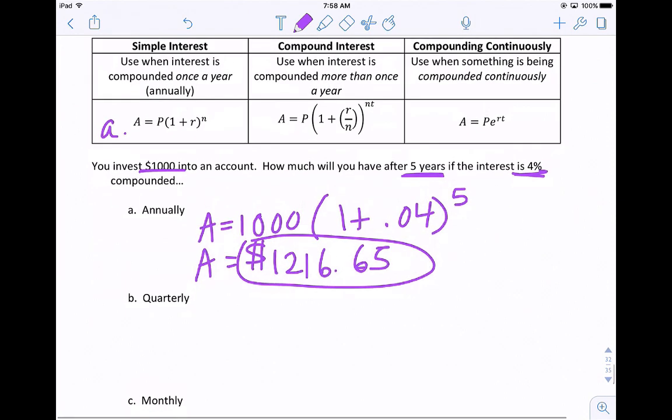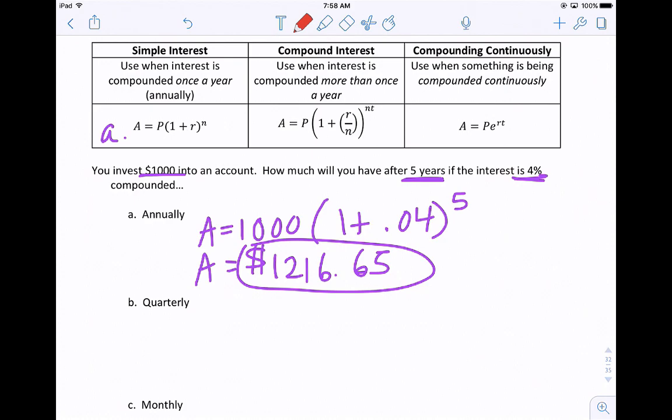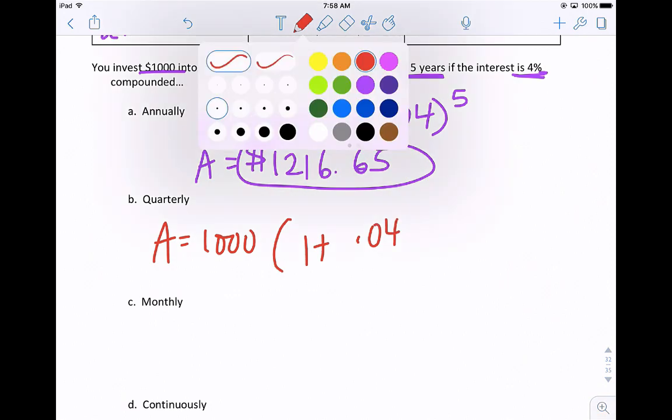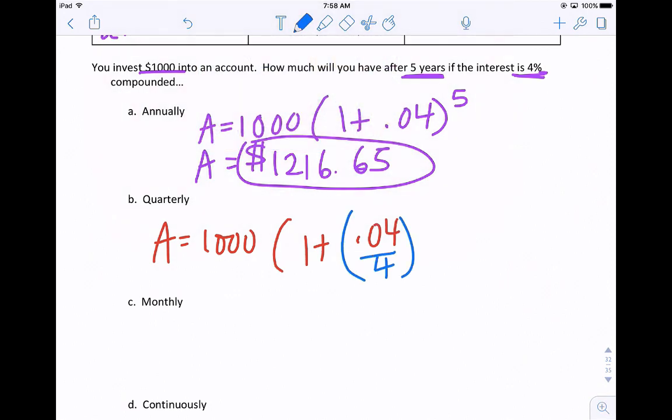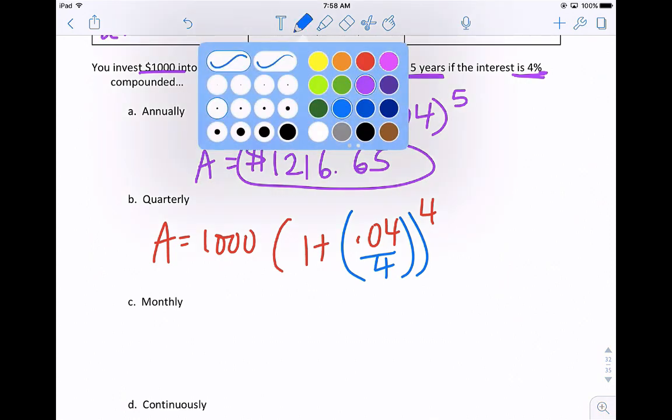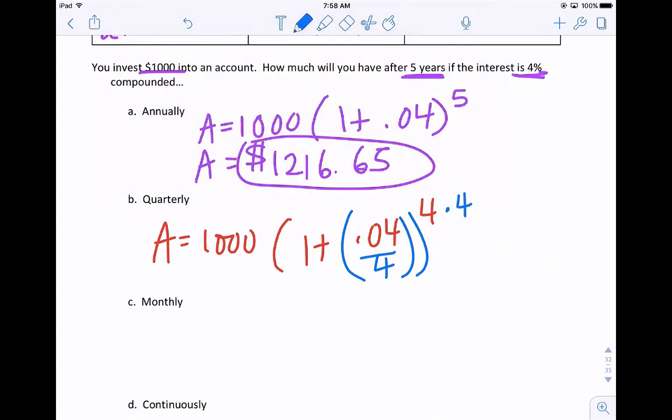Okay, let's do quarterly. So it's compound interest more than once a year. So start with $1,000 times 1 plus 0.04. But now quarterly is 4 times a year, so we're going to divide 4% by 4. And then again, it's for 4 years, but for 4 times a year. All right, so we type this in, 1,000 times parentheses 1 plus 0.04 divided by 4, close our parentheses, to the power of 16. That's 4 times 4.